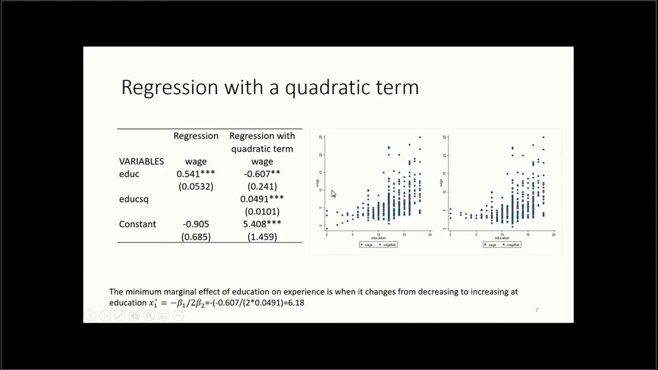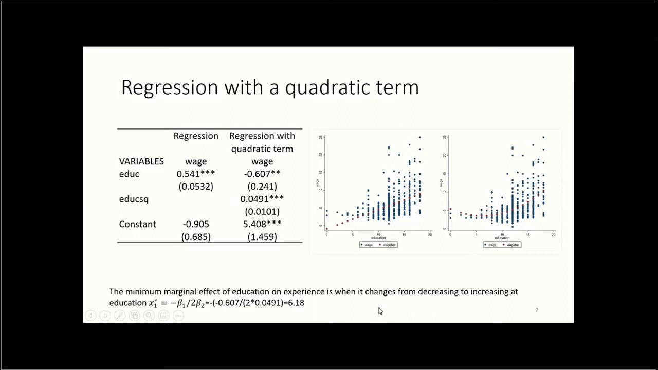So if we now plot education against wage, this is going to be the fitted line. Well, it's actually going to be a curve because now we have a nonlinear relationship right here. And so we have a line that is first decreasing and then increasing. If we want to find the minimum, it's probably somewhere around here.